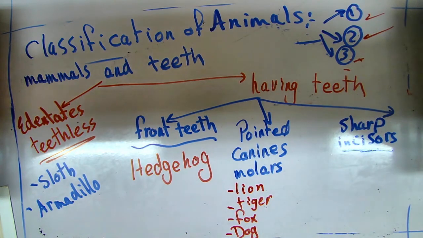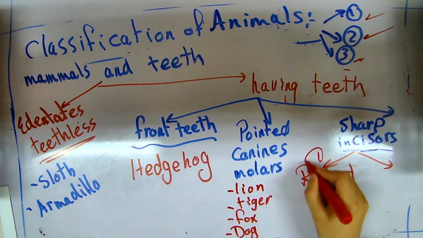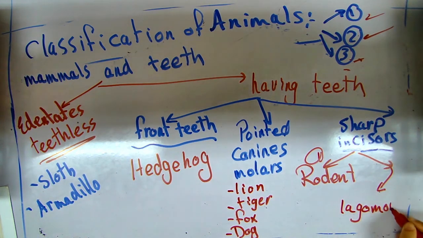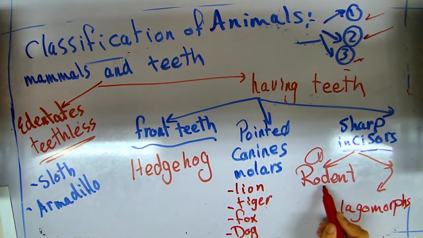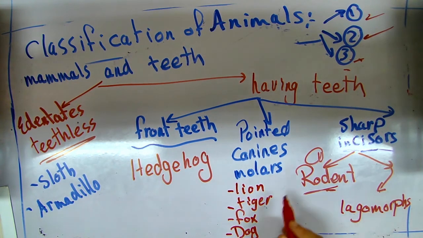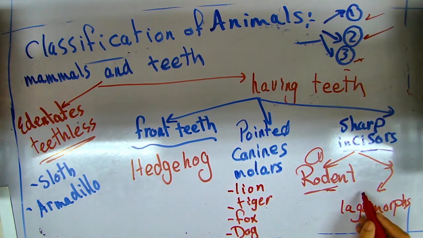We can classify them into two types according to number of incisors in each jaw: number one, rodents, and number two, lagomorphs. Rodents have one pair of sharp incisors in each jaw, in the upper jaw and in the lower jaw. But lagomorphs have two pairs of sharp incisors in the upper jaw and one pair in the lower jaw. Examples of rodents: rat, jaguar and squirrel. Example of lagomorphs: rabbits.